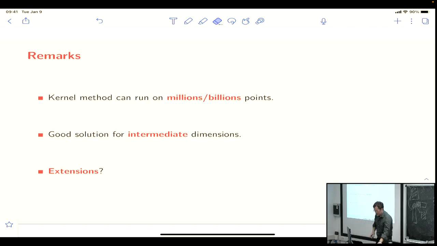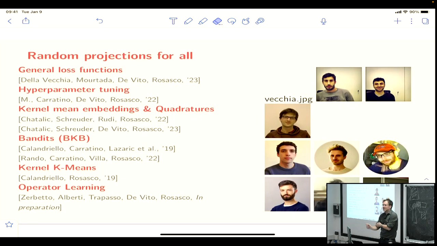And if you want the take-home message here, it is that kernel methods you can run on millions and billions of points in minutes or hours. And I guess one question is, okay, this is just a regression problem, how far can you push it? And I guess we've been doing this quite a bit, okay?